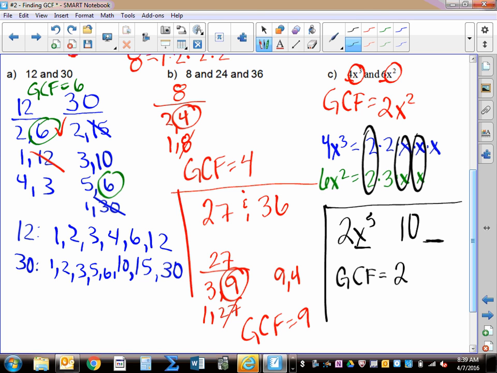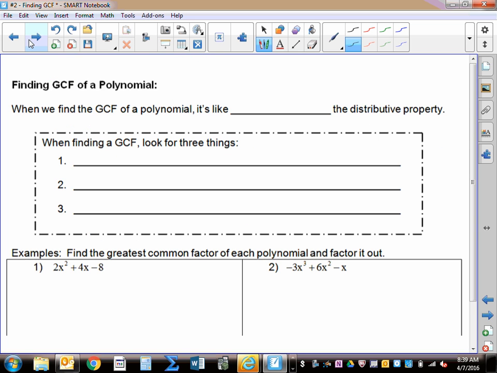Questions on that? Yeah. What if you get two numbers that don't have anything in common except one? That's a great question. So if we have two numbers that have absolutely nothing in common other than one, then one is your greatest common factor. That's a good question. So if we had like 3x to the 5th and 10, your GCF would be just 1. Very good question. Other questions? Okay. Let's move on down the page.